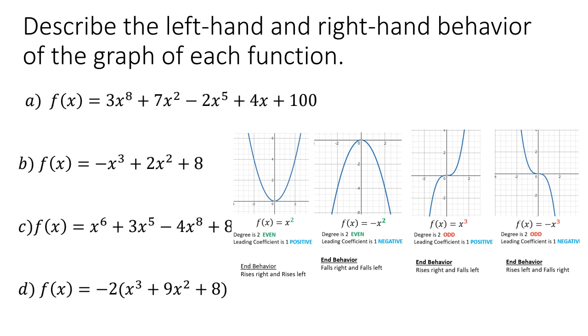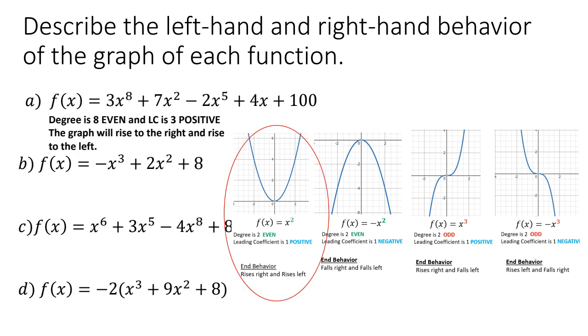Now I have to look at the leading coefficient of this polynomial, which is 3. But I'm not interested right now in that value, only in the sign. This 3 is positive. So I'm dealing with an even polynomial with a positive leading coefficient. The end behavior for A is going to be rises on the left and rises on the right. It's this one right here: even function, positive leading coefficient, so end behavior rises on right, rises on left.